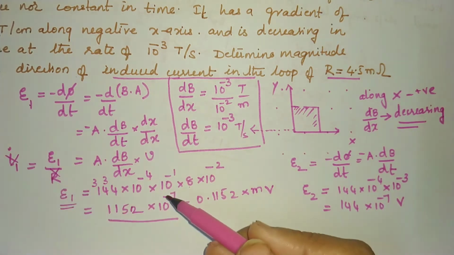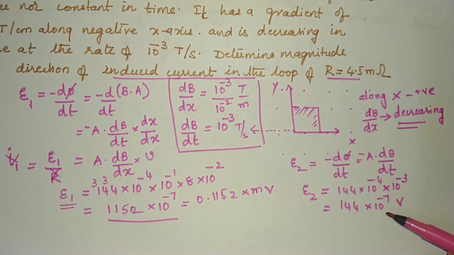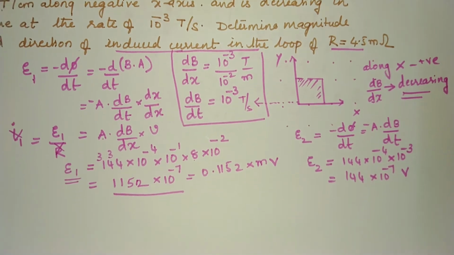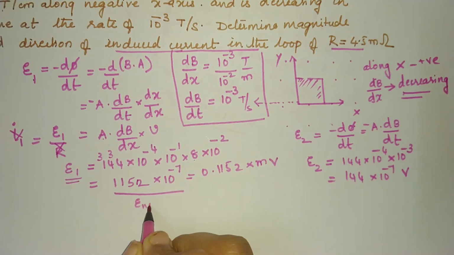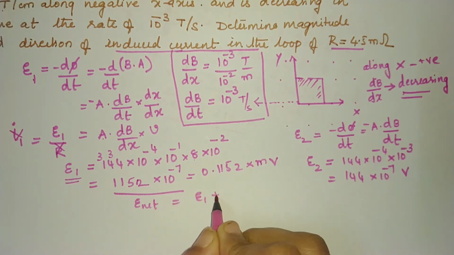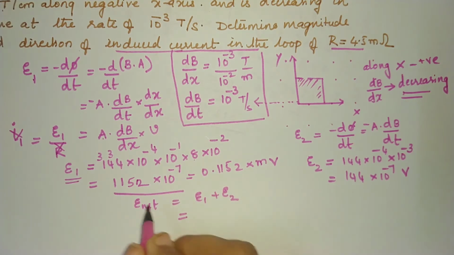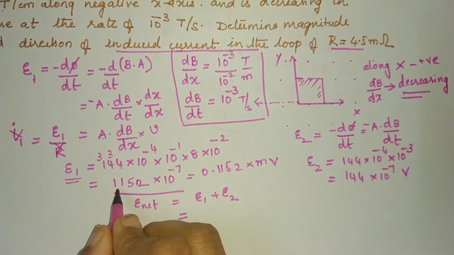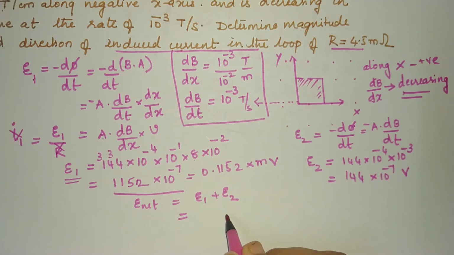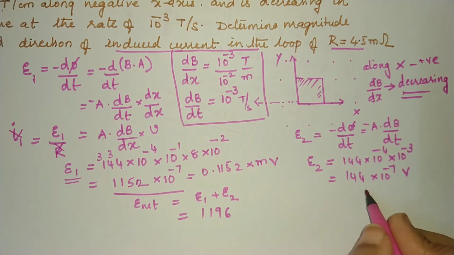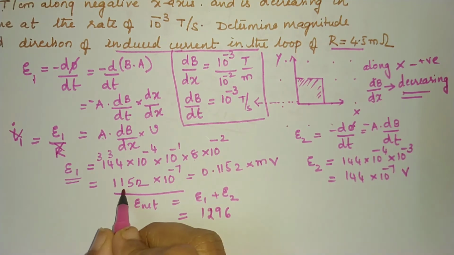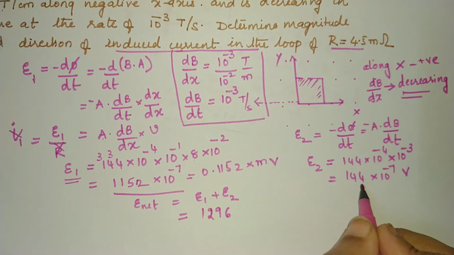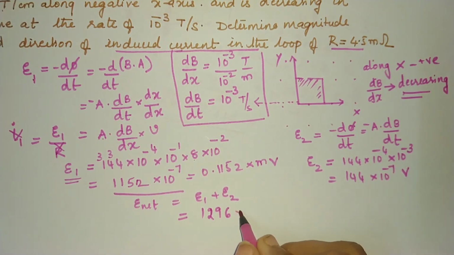Since E1 is also due to decreasing flux, E2 is also due to decreasing flux, the total EMF induced will become E1 plus E2. Add the values, 144 plus 1152. What will your answer be? 1296. I'm sorry. Add both of them. 144 plus 1152. 4 plus 2 is 6. 5 plus 4 is 9. 1296 into 10 to the power minus 7 volts.